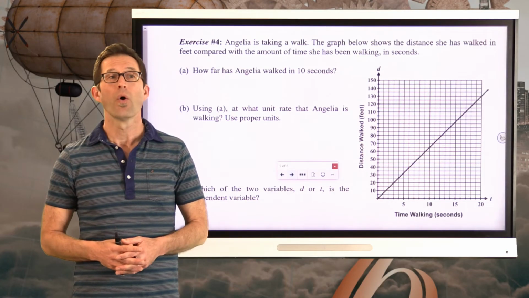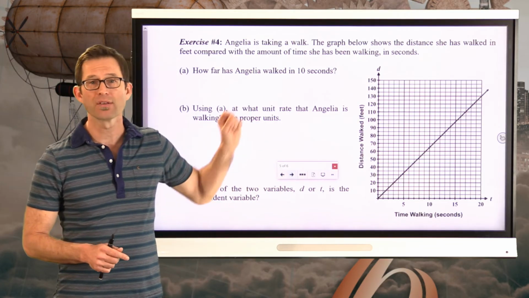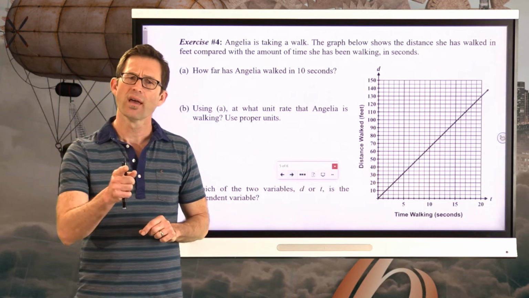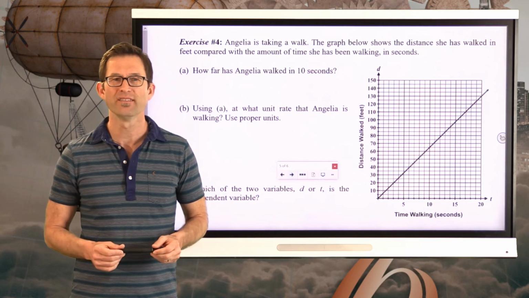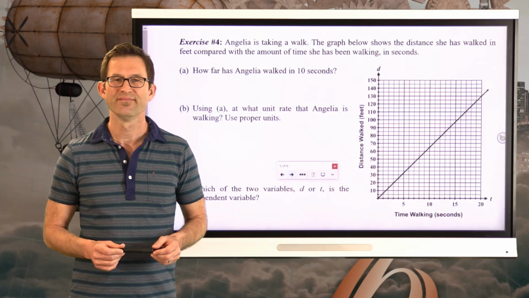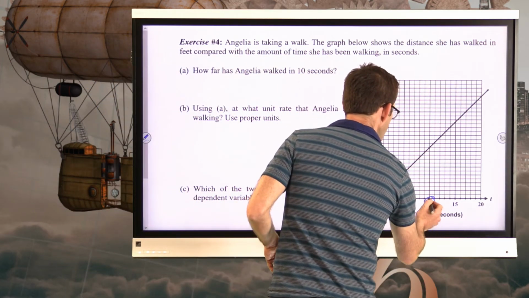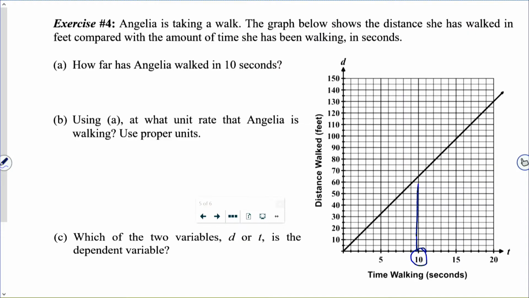That's not so hard. Why don't you pause the video now, just read from the graph how far Angelina has walked in 10 seconds, and don't forget to include units, okay? All right, well, simple enough to read this off from the graph. We go down to the time down here, 10 seconds. We come up to the graph, we go across, and Angelia has walked 65 feet in those 10 seconds.